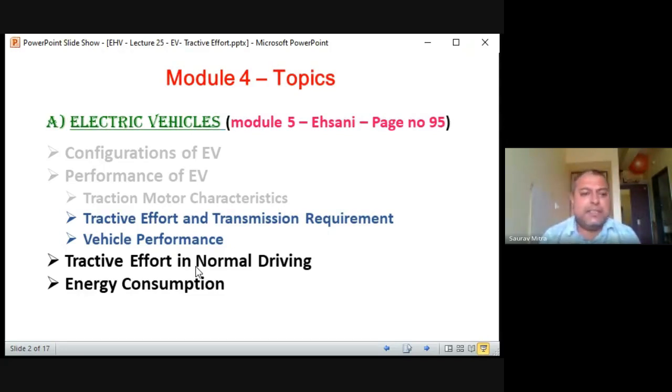So let us enter the second topic in the performance. The first topic, traction motor characteristic, we completed yesterday. We saw there the characteristic graph of maximum torque versus maximum power. All those things we saw yesterday. Now tractive effort and transmission requirement. This is an important characteristic we are going to see today.